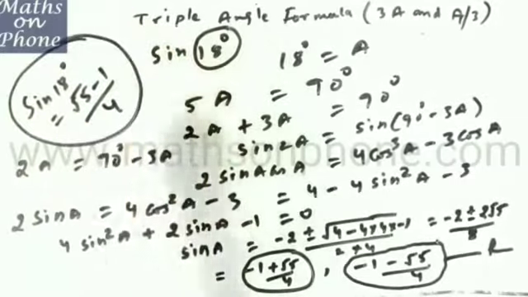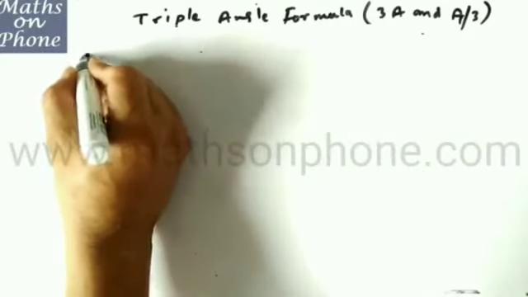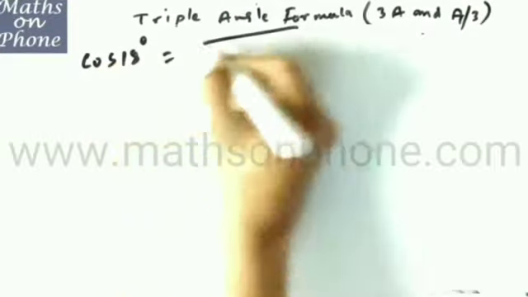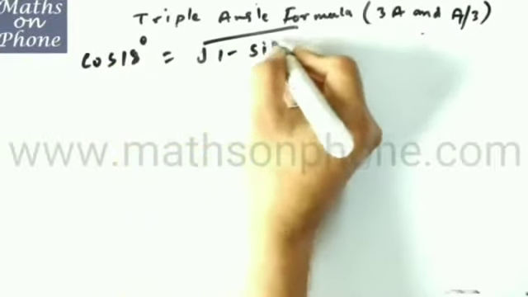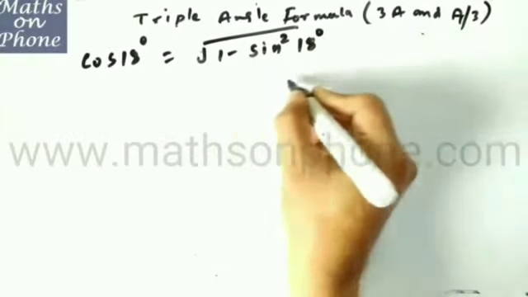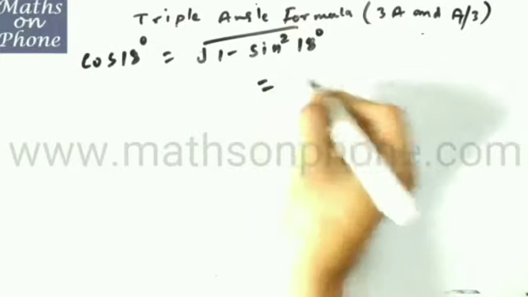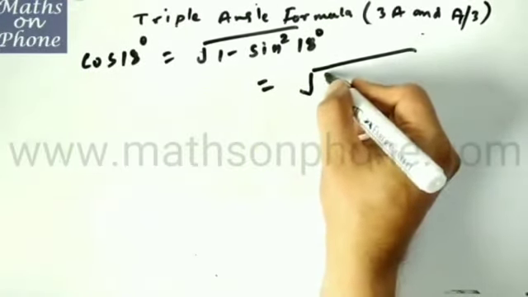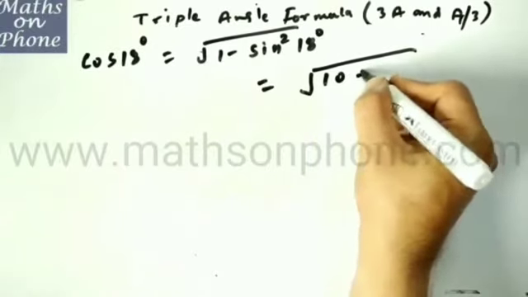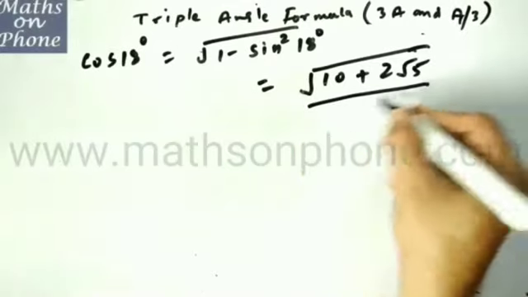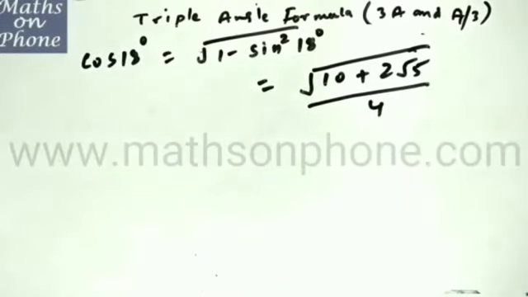Very important. Same way you can find the value of cos 18 degree. You know what you will do? Cos square 18 degree is 1 minus sine square 18 degree. And with the help of sine 18 degree, you can find all other values. And cos 18 degree will come out to be, on solving, I am not solving here, root (10 plus 2 root 5) whole thing divided by 4. This is cos 18 degree. Very important.